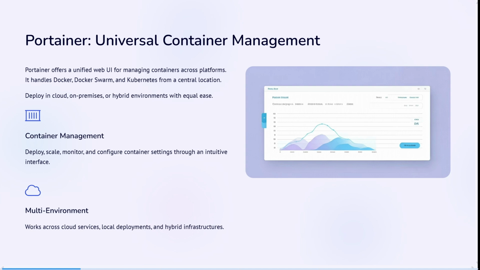So let's look at Portainer. It has universal container management capabilities. It offers a unified web user interface for managing containers across platforms. It handles Docker, Swarm, and Kubernetes from one central location. You can deploy in cloud, on-premises, or even hybrid environments with equal ease. You can deploy, scale, monitor, and also configure container settings through an intuitive interface. You can also work across cloud services, local deployments, and also hybrid infrastructures.